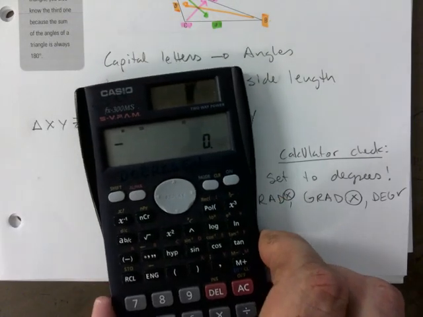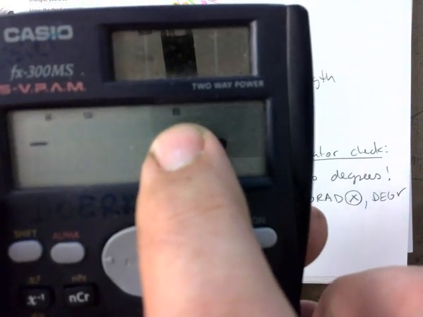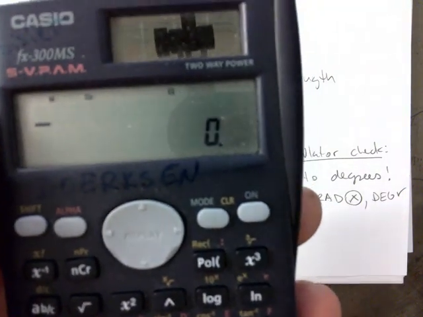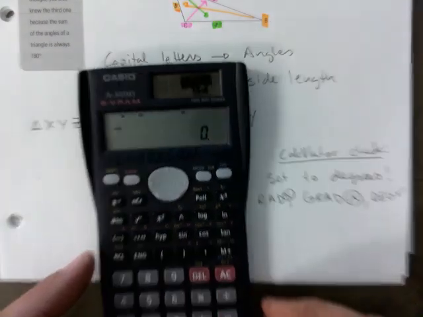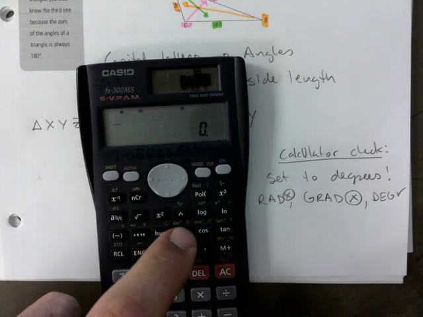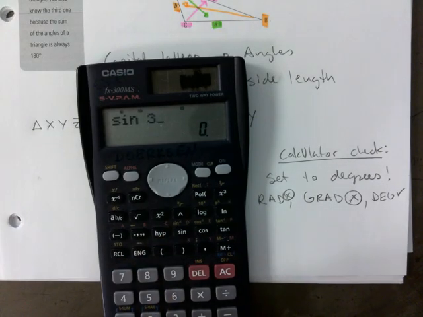Mine doesn't have a DEG. Mine only has a D. It's hard to see, but it's right there. Trust me. This is how you check to make sure yours works. Go sine of 30, sine of 30, and then hit equals. You should get 0.5. If you don't get that, then something is wrong with your calculator.